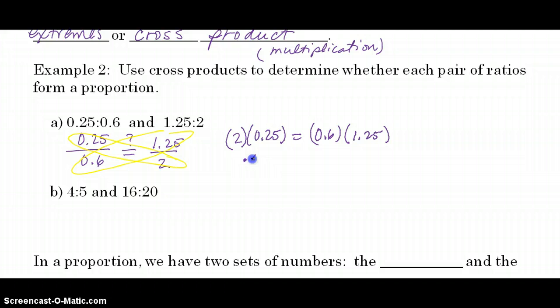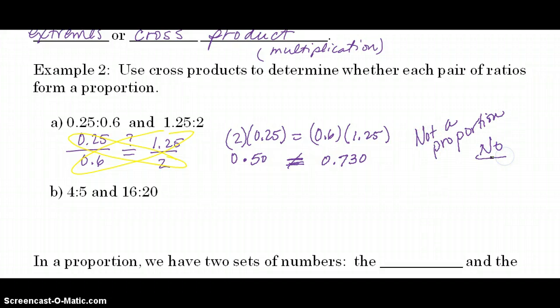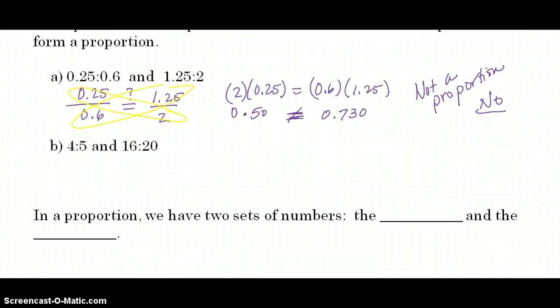This gives us 0.50 or 0.5, and this will give us, let's do that math, 0.75. Uh-oh, those two things are not equal. If they are not equal, then our original problem was not a proportion. So was it a proportion? The answer would be no. Alright, let's check the next one.